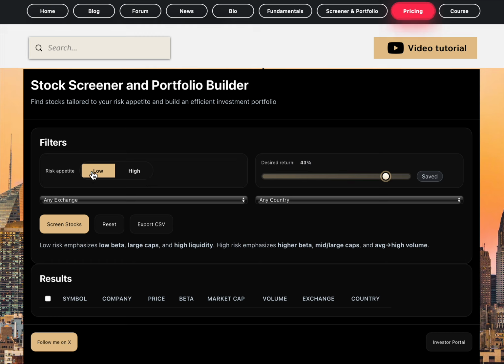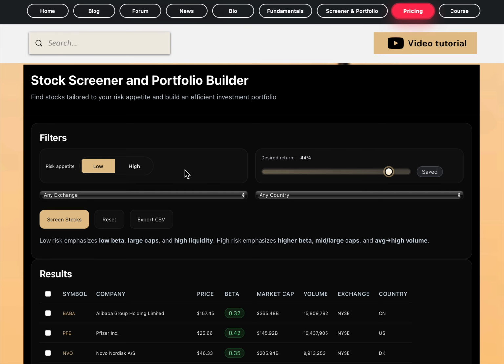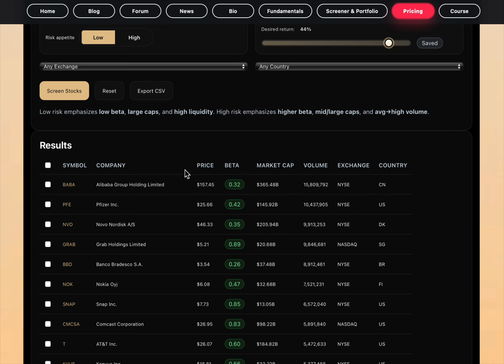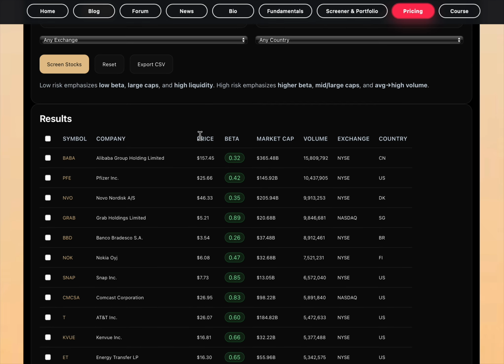So let's say we are low risk investors. Let's say we want 44% yearly return from our investments. The exchange field you can leave blank, and also the country. If you leave it blank, it will show you stocks by default. Those stocks will be listed on US exchanges, but the issuer company may be from another country. But okay, we'll leave these fields blank. And then you press the screen stocks button, and it starts filtering stocks to find you stocks tailored to your low risk appetite.